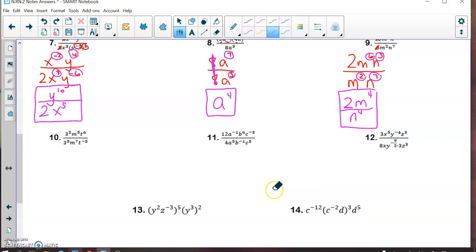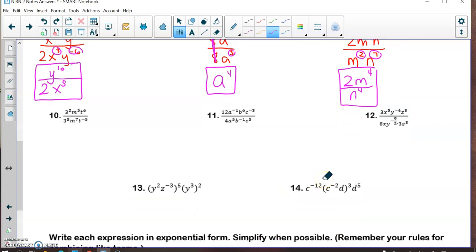All right. Looking at number 10, it might be helpful for you to first do the 3 squared, which is a 9, and then m to the 5th power, t to the 6th power, and then do the 3 to the 5th power in your calculator, which is a 243. And then we have an m to the 7th, t to the negative 5th.